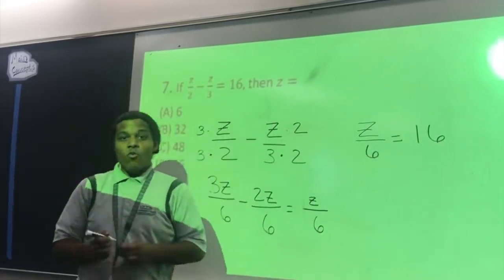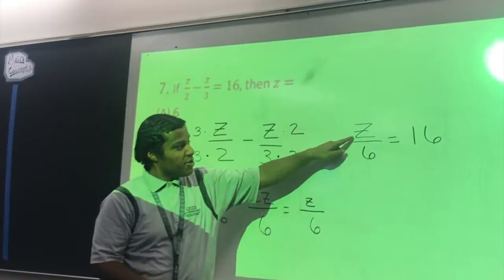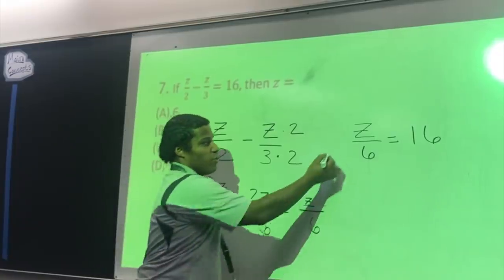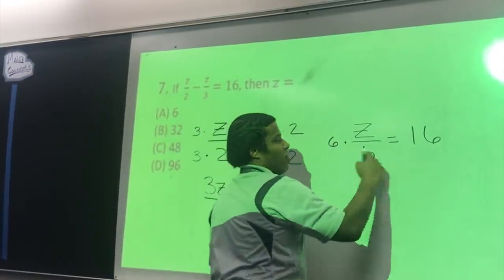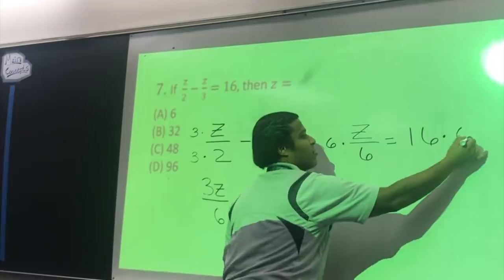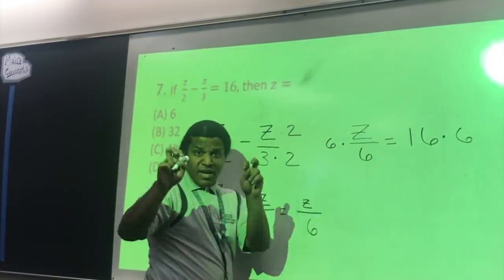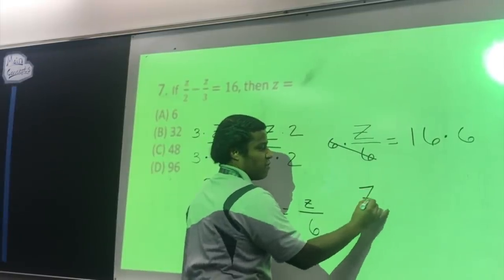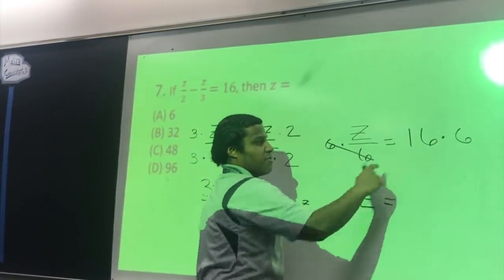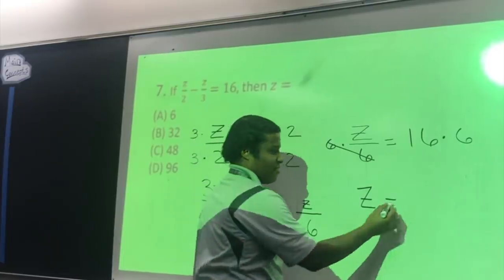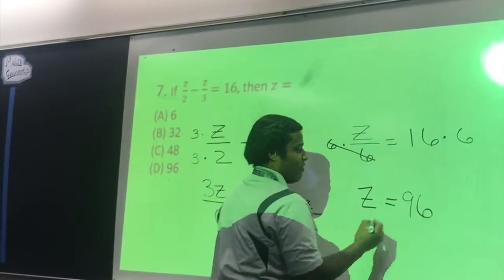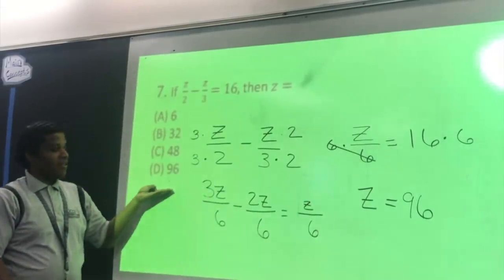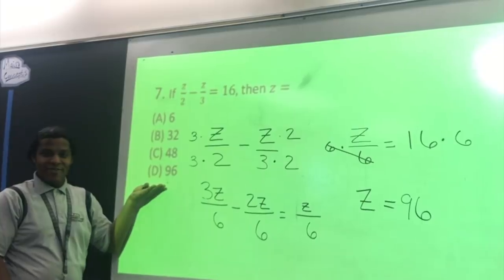And from here, we want to isolate z. I notice that z is being divided by 6. To undo division by 6, we multiply by 6. What I do to one side, I do to the other. My 6's cancel out, leaving me with just z on the left. And on the right side, 6 times 16 is 96. It looks like z is alone, so I go back to check my answers. And here we are. Our answer is D.